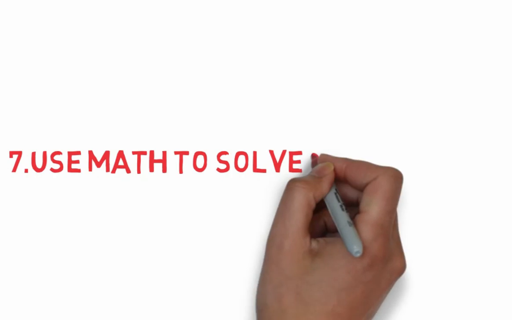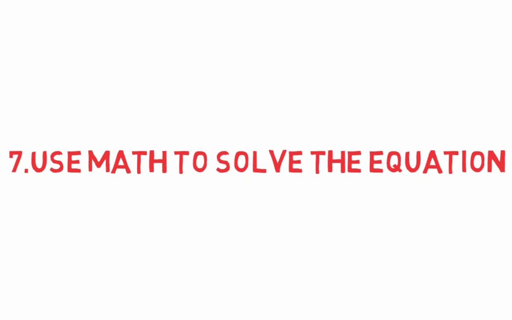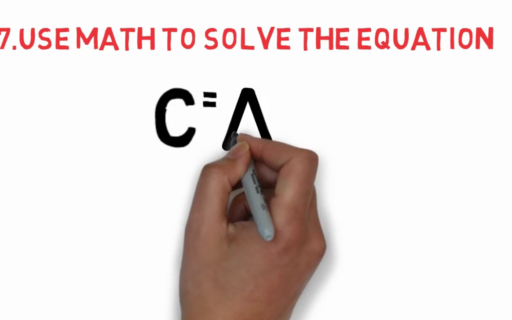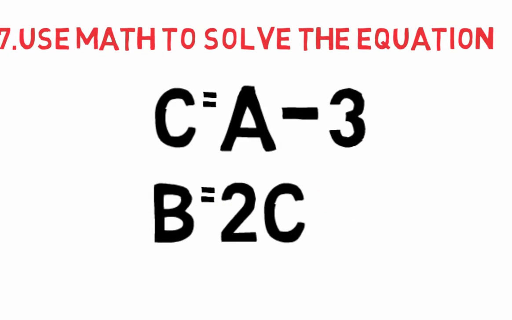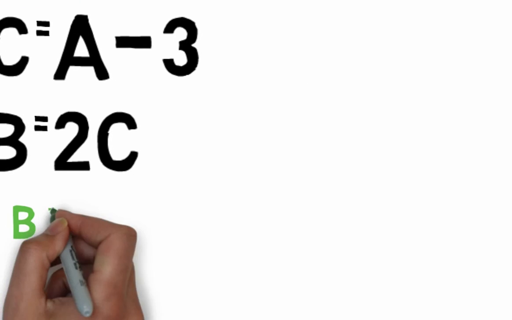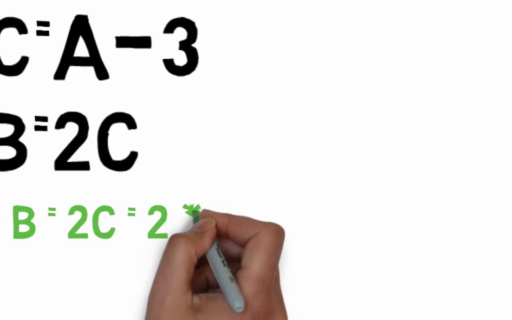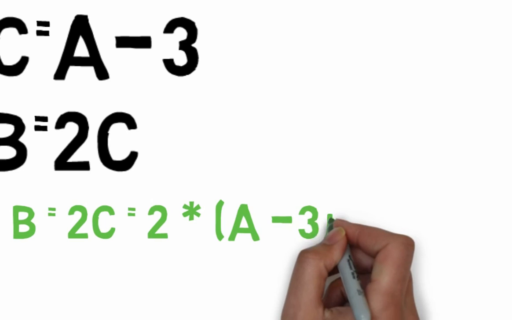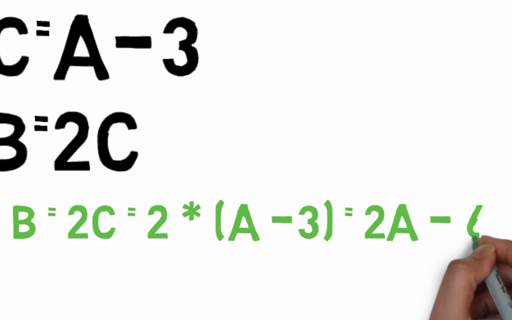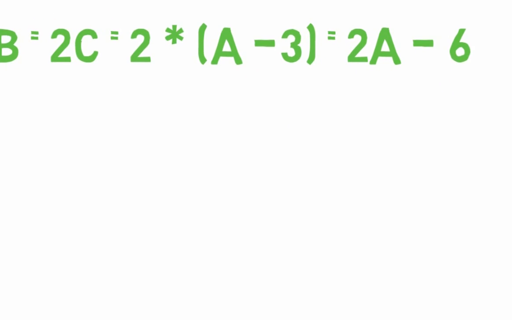7. Use math to solve the equation. As much as possible, reduce the number of variables in an equation. For instance, we know that C equals A minus 3 and B equals 2C. With our knowledge and substitution, we reduce the number of variables by expressing B in terms of A. B equals 2C equals 2 times A minus 3 equals 2A minus 6.